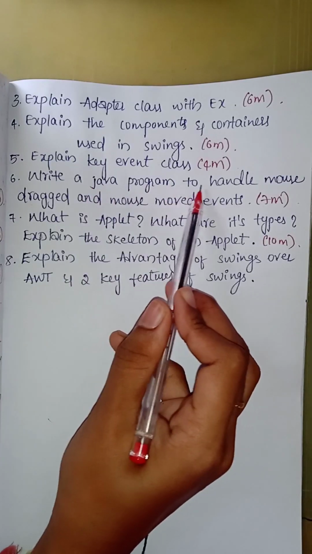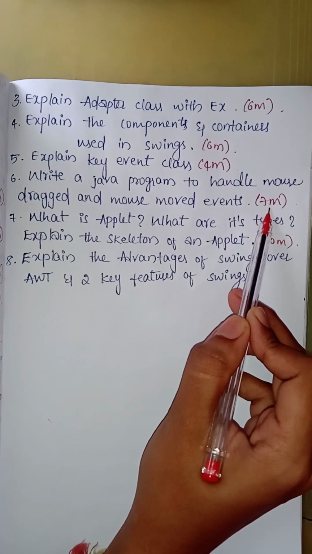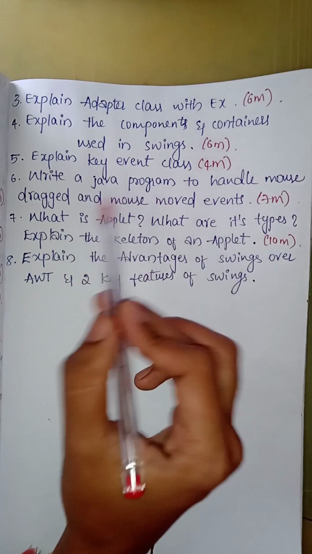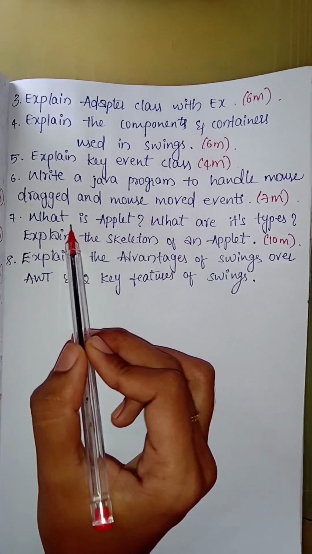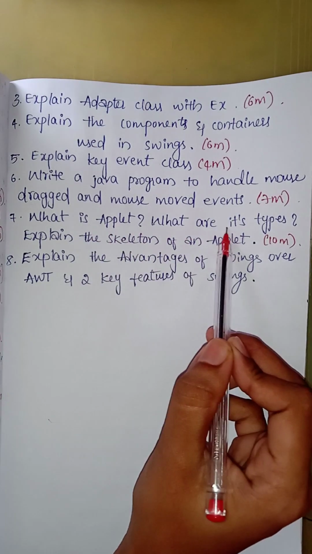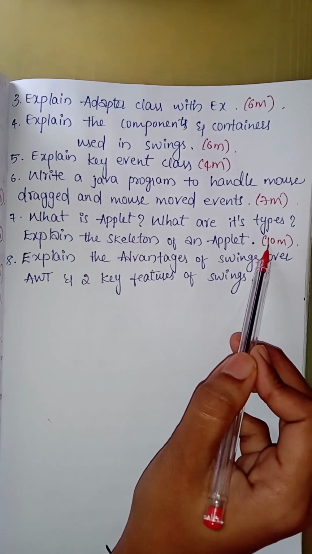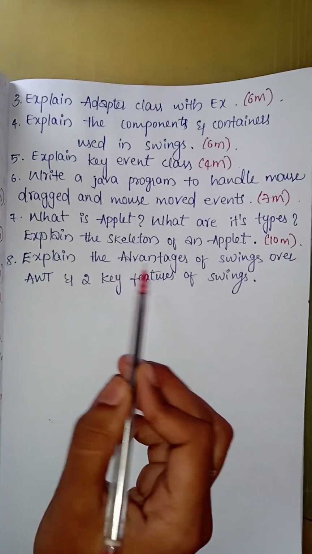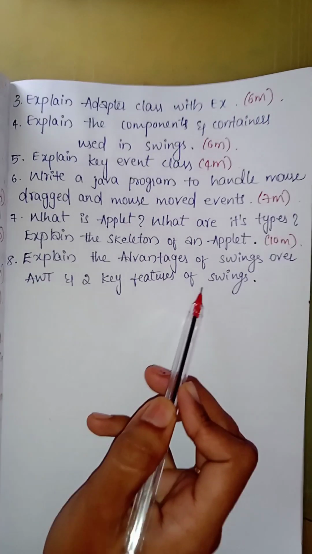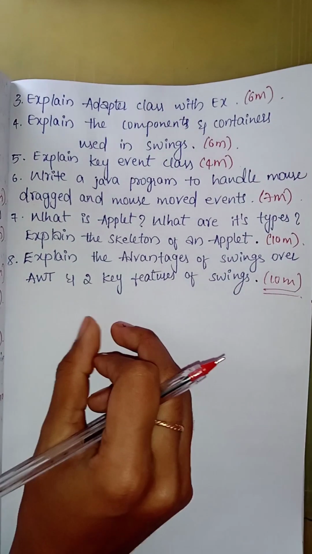Write a Java program to handle mouse dragged and mouse moved events. This is for 7 to 8 marks. What is applet? A very important concept in the 5th module. What is applet? What are its types? Explain the skeleton of an applet. This is for 10 marks. Very important. Explain the advantages of swings over AWT and 2 key features of swings. This is for 10 marks. Very important in the 5th module.